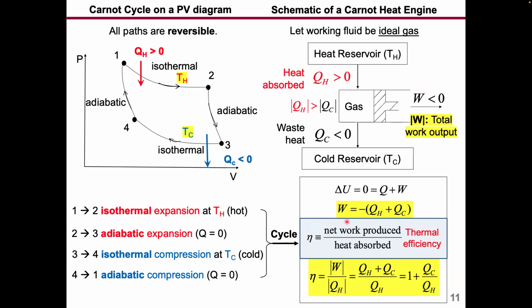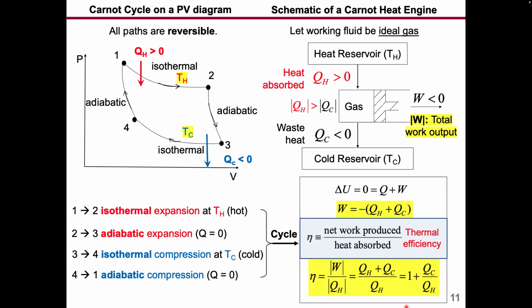Like I mentioned, W is equal to this, but because we have absolute value here, QH plus QC, and the absolute value of QH is greater than the absolute value of QC. So this is going to be a positive value, okay? Divided by QH. And then it's going to be 1 plus QC divided by QH. So this is the Carnot cycle efficiency: 1 plus QC divided by QH, okay?